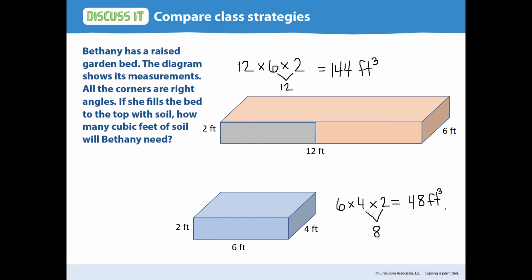So to find the volume of the entire shape, we are going to add the volume of the first rectangular prism to the volume of the second rectangular prism. So 144 plus 48. And when we add those together, we get 192 cubic feet.